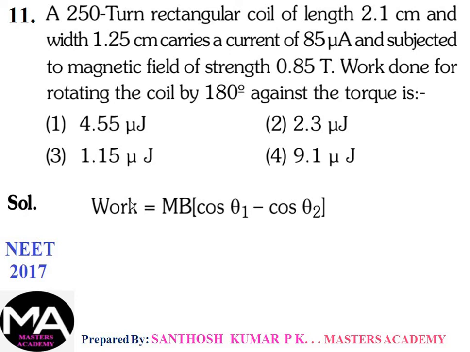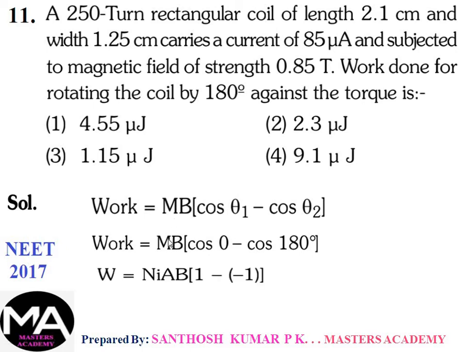So, we know that work done is equal to MB into cos theta 1 minus cos theta 2. So, work done is equal to MB into, initially 0 and then 180 degree, cos 0 minus cos 180. What is M? It is NIA into B, into cos 0 is 1 and cos 180 is minus 1. 1 minus minus 1 is plus 1, so 1 plus 1 is 2. So, 2NIAB. On substituting and calculating, N is 250, current I is 85 microampere, area is 2.1 centimeter into 1.25 centimeter, that is 2.1 into 10 raised to minus 2 into 1.25 into 10 raised to minus 2, and magnetic field is 0.85 Tesla. On calculating, you will get 9.1 microjoule. So, option is the fourth one, 9.1 microjoule.